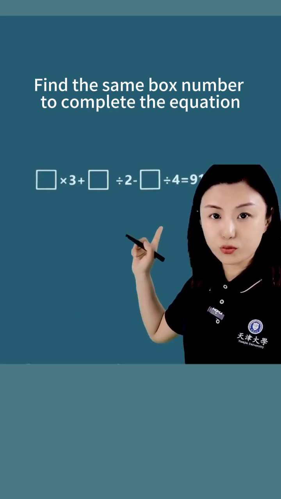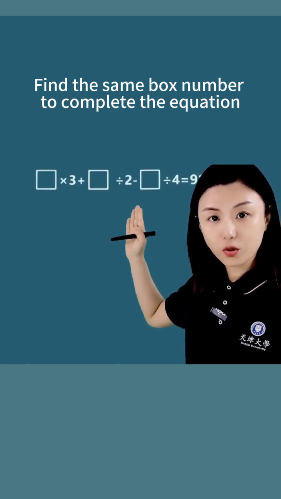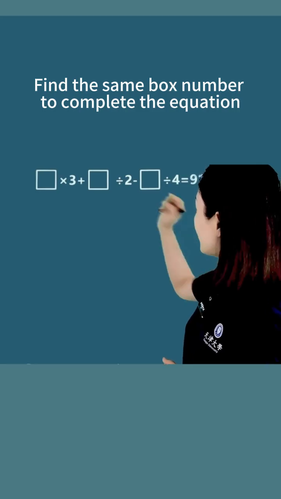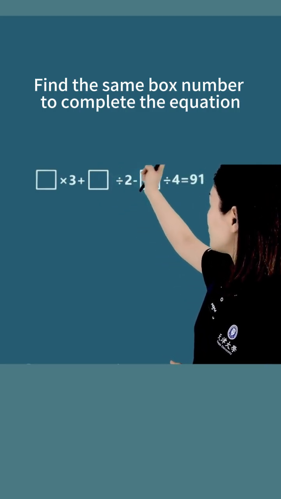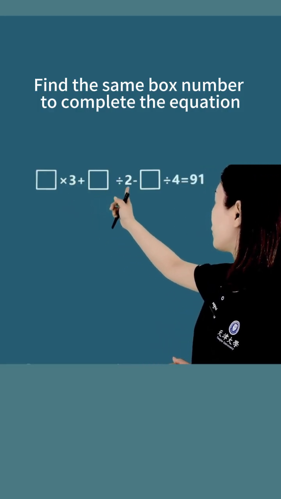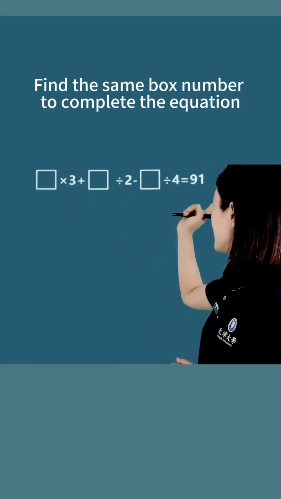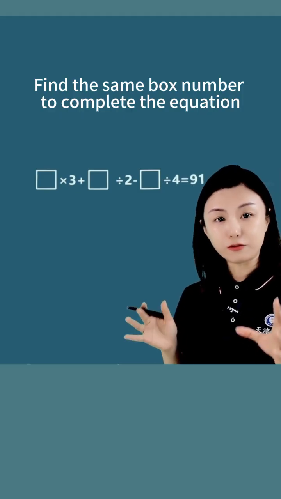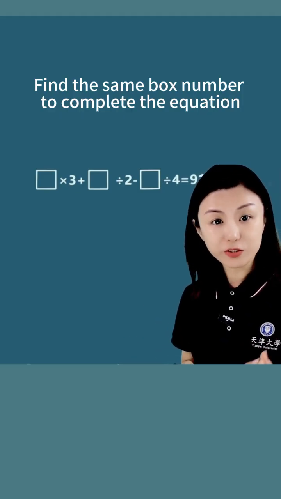This problem is quite difficult and worth a lot of points, so we definitely need to know how to read the question carefully. You're asked to fill the same number into each box, so box times 3 plus box divided by 2 minus box divided by 4 equals 91. What is the value of the box? How do you solve this kind of problem?